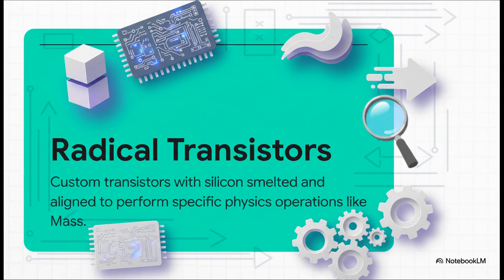Now, a standard transistor is just a simple on-off switch. But here, the silicon itself is smelted and aligned in a special way that makes it inherently perform a specific physics calculation. So you literally have a transistor for mass, a transistor for volume, a transistor for velocity. The physics isn't just calculated on the chip, it's baked into the silicon of the chip itself.